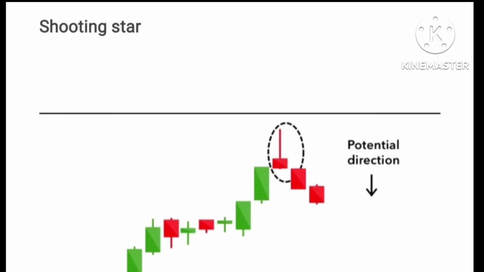The shooting star is the same shape as the inverted hammer, but is formed in an uptrend. It has a smaller body at the bottom and a longer upper wick. The upper wick represents strong selling pressure at this upper level.